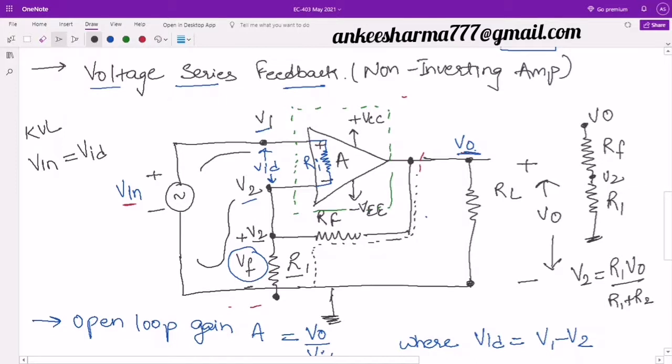VID, right? This is positive, negative, positive is connected to negative, but it is a drop.